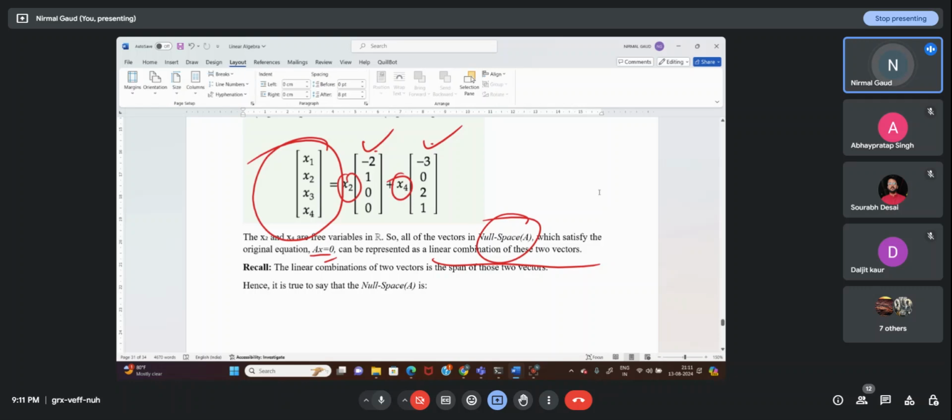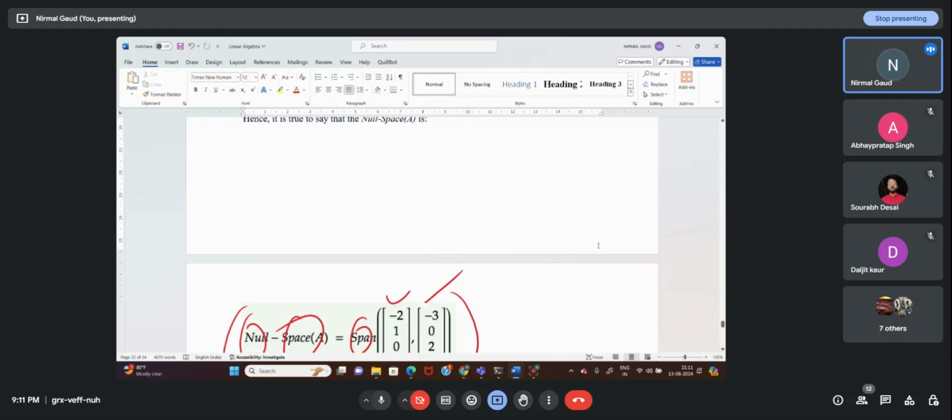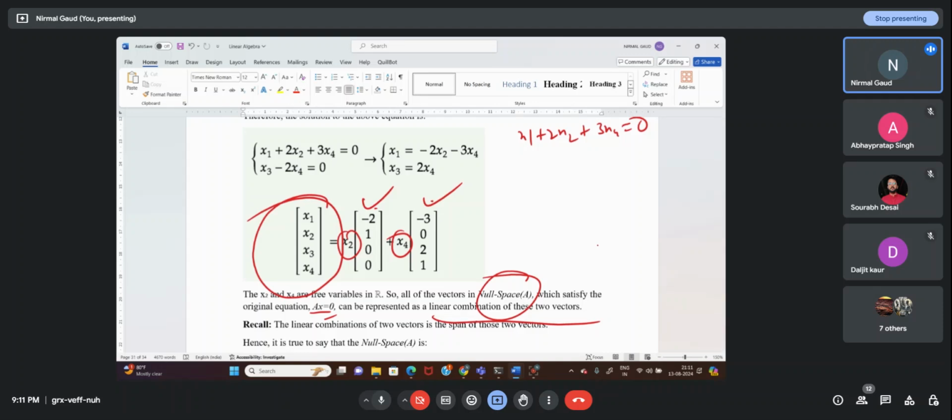Okay, and at the end, what it is saying is that the null space of A is equal to the span of these two vectors, which I obtained here. Why?